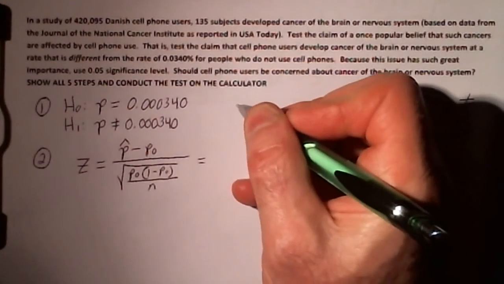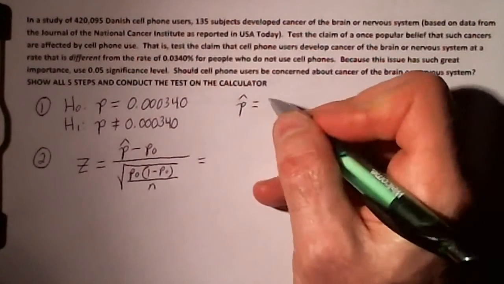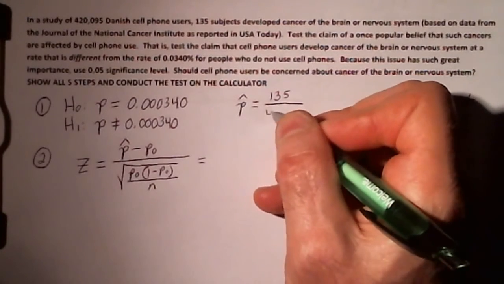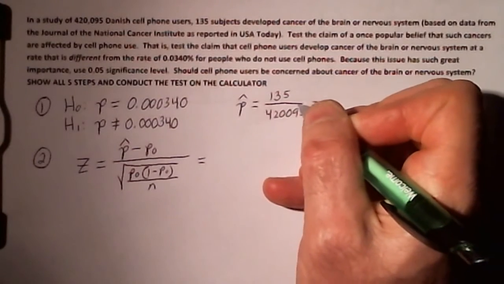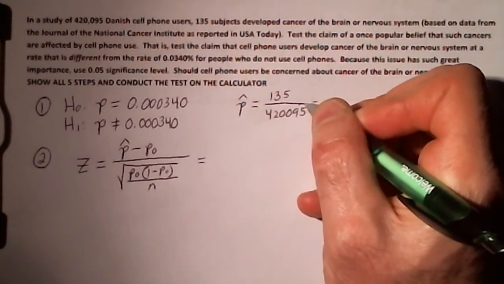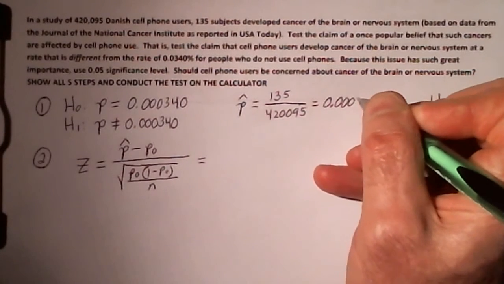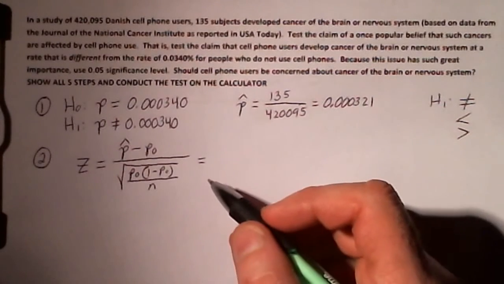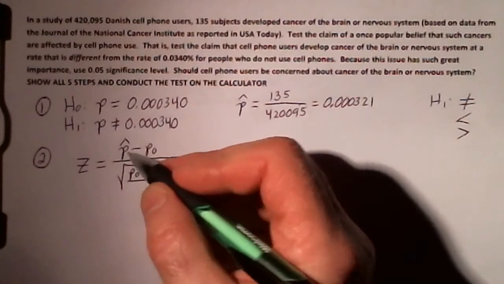Now our sample proportion P hat is going to be equal to 135 divided by our sample size, which is 420,095. And I already did this division, and we should get 0.000321, somewhere in there.